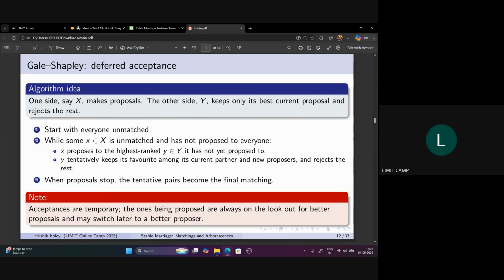And Y now figures out that, if Y is free, unmatched, then Y forms an edge with X. But if, let's say, Y has an edge with some other XJ, and now XI comes in and proposes, then if Y prefers XJ over XI, it keeps that edge. If Y prefers XI over XJ, then it breaks off the edge with XJ and forms an edge with XI. This process continues until all of them have been matched, and then all the proposals stop, and the pairs that you have at that point become your final perfect stable matching.